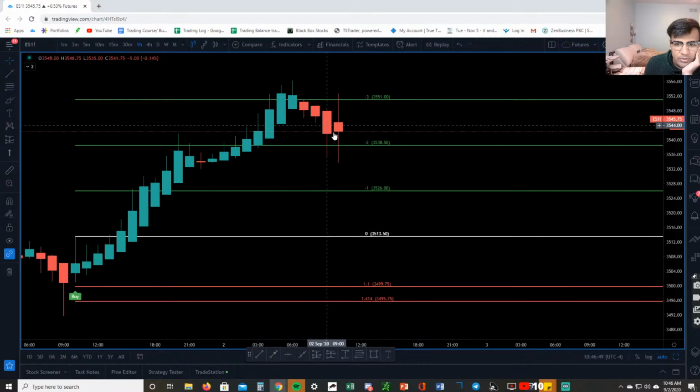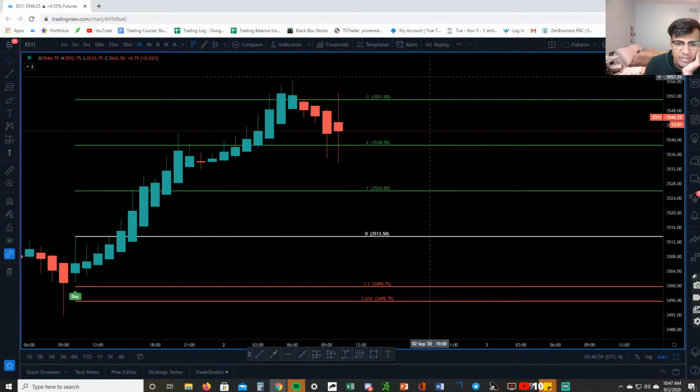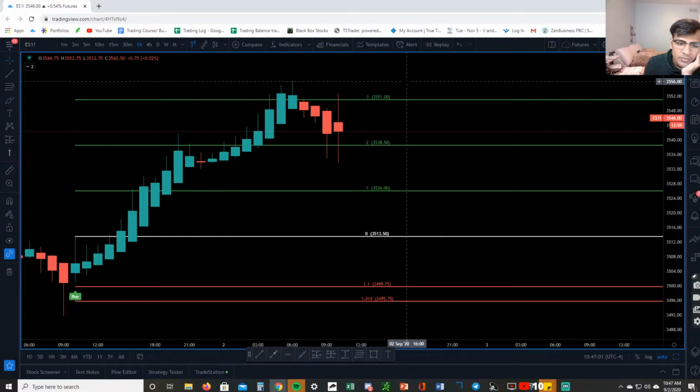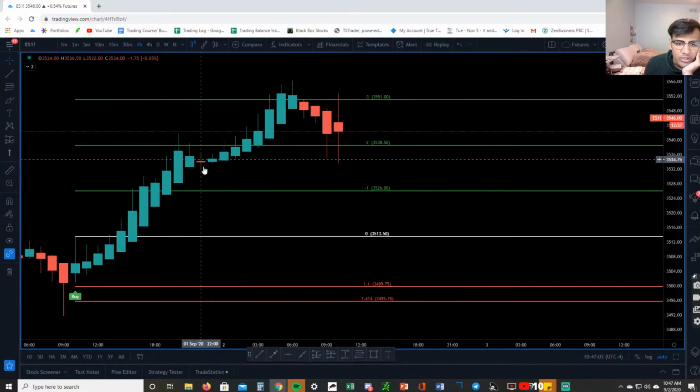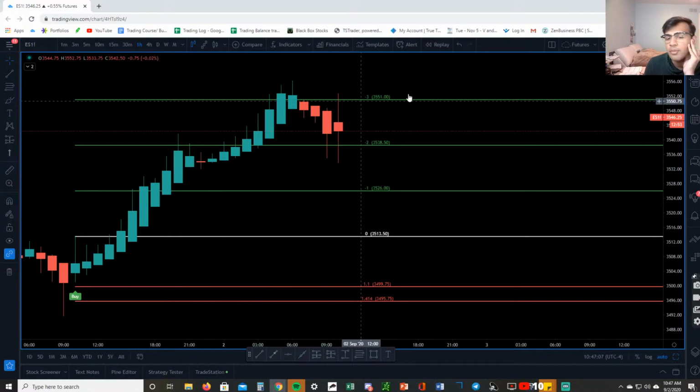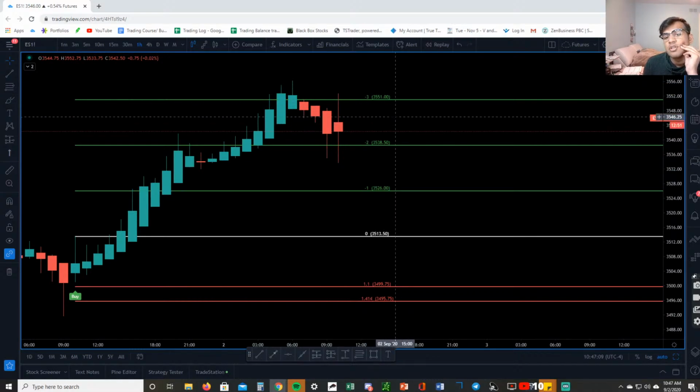Let's see if this can just be one of the minor pullbacks. This is a good sign when we're looking for a pullback, right? A little bit of indecisiveness before buyers can step in again. We see it happen multiple times. Like here, we got a nice little red doji candle, and then we get a pump up. So let's see if we can continue this push.